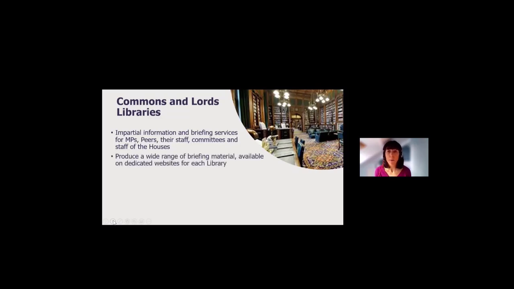Let's move on to some other bits of Parliament that use research. So the Commons and Lords libraries. These are physical libraries where books can be borrowed by MPs and Lords, but their main function is to be an impartial information and briefing service for MPs, members of the House of Lords and staff working for them across both houses. They produce a really wide range of briefing material.